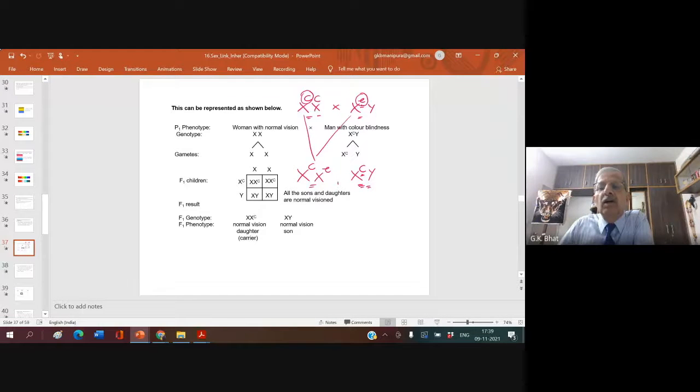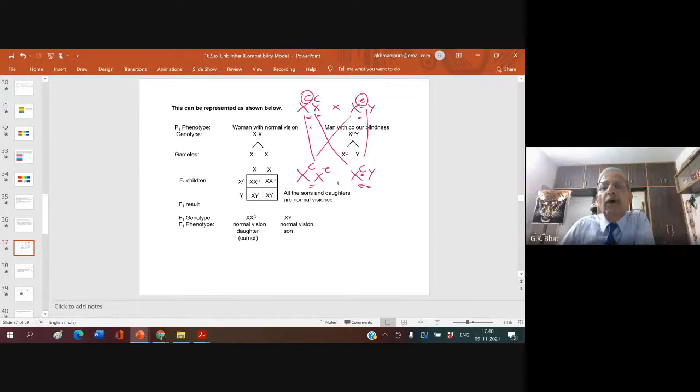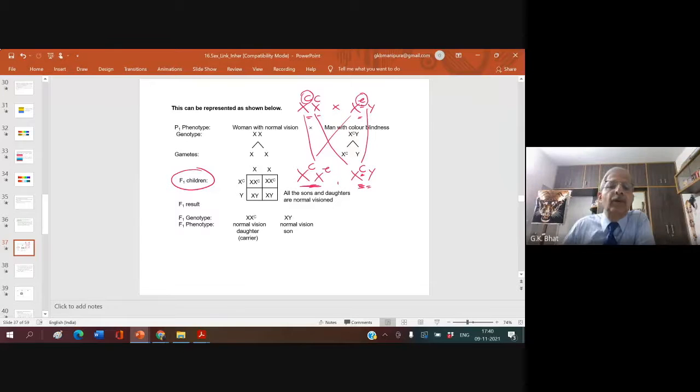He got this allele from the mother, not from the father. Understood? Now what we shall do? You got F1: girls are carriers, boys are unaffected. Now, what we shall do for getting F2?